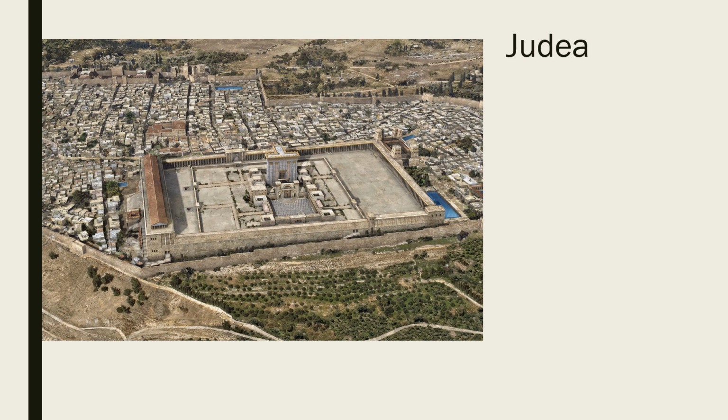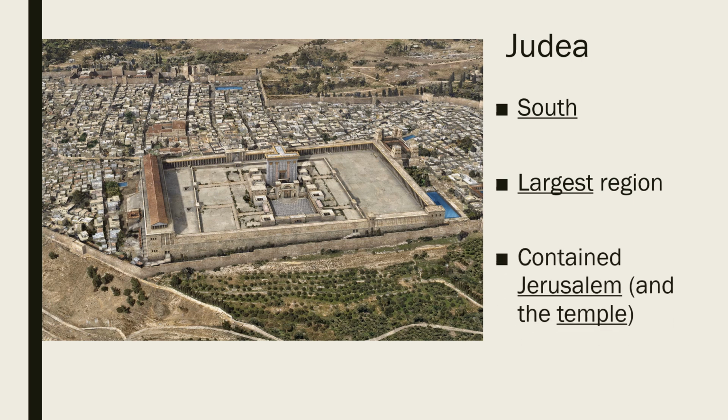And then in the south, we have Judea. This is the southernmost region. It is the largest region by size and by population. And it's where Jerusalem and the temple were, right? So if you were to ask where in the land is kind of the heart of the Jewish people and religion, just say Judea, right? It's where the temple is, where the priests would live. It's the city of David, right? The center of their religion.